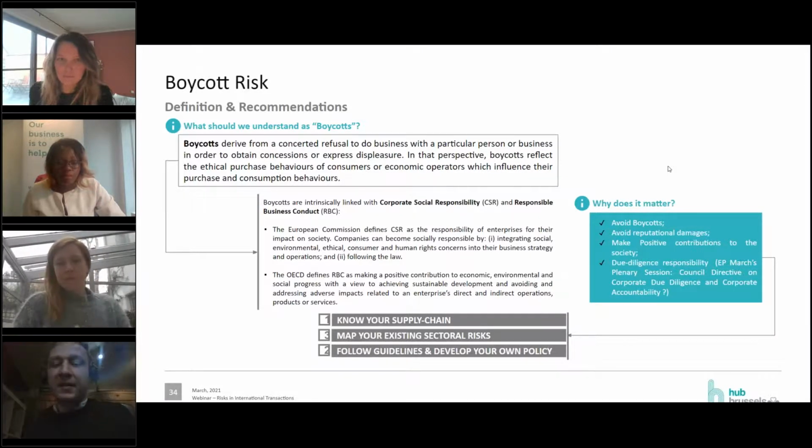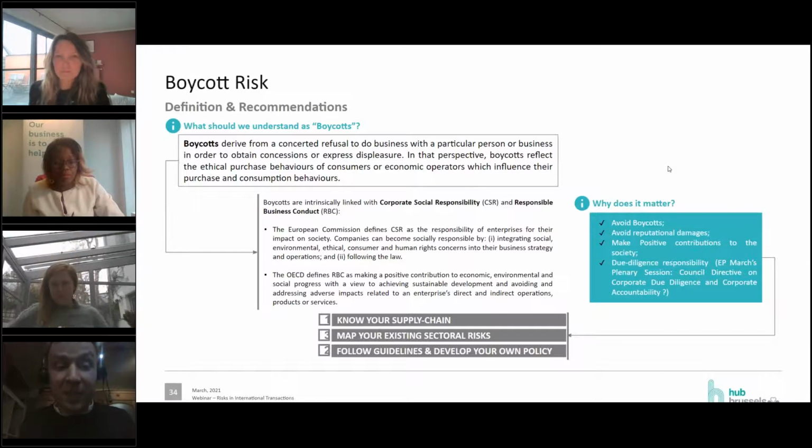What's interesting, and this is almost brand new, my apologies, is that in the European Parliament plenary session of March, the European Parliament agreed on a due diligence responsibility. What does it mean? It means that companies, not only multinational companies, but also small and medium-sized companies, would be liable, considering their corporate social responsibility, in case they perform an irresponsible business conduct, I would say.